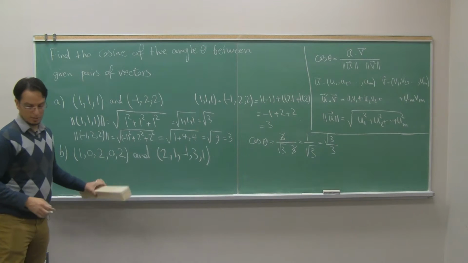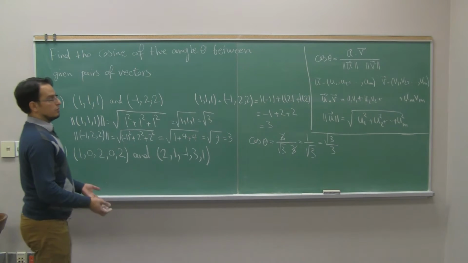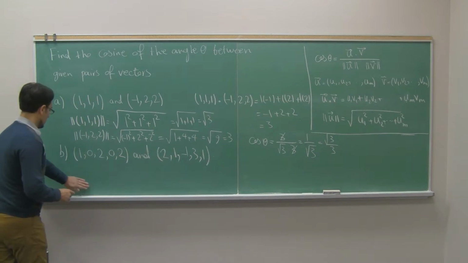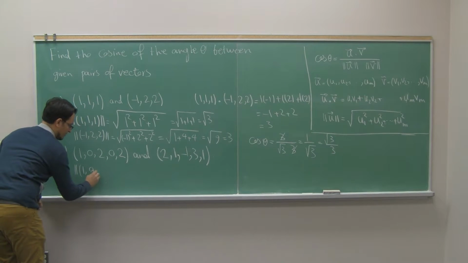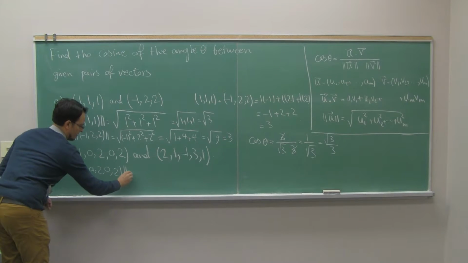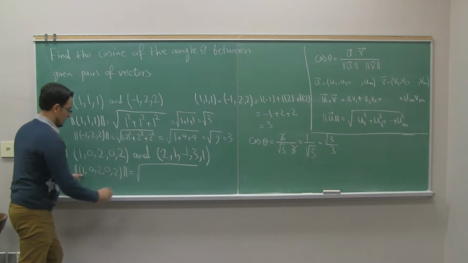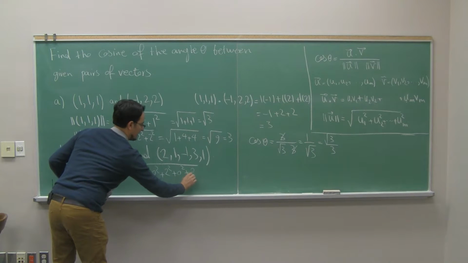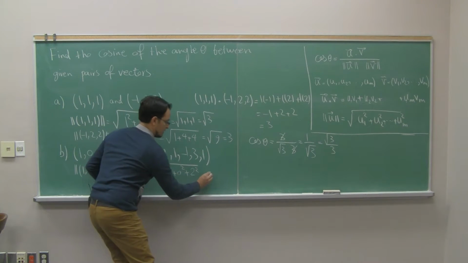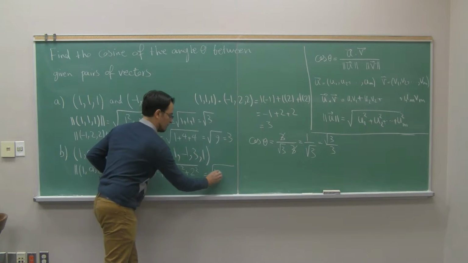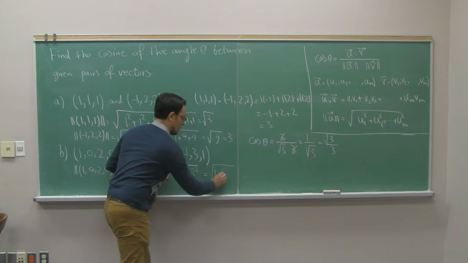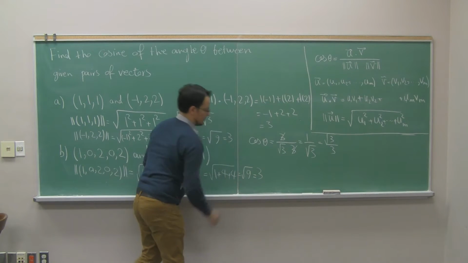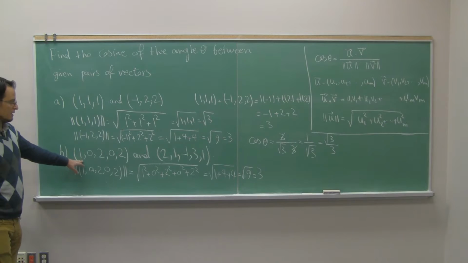Okay, let's do part B. I'm going to use the same formula. The same formula works for all Rm. And here I'll start again by the length of the first vector. It's square root of each component squared and add them. And I will get square root of 1 squared is 1 plus 0, I'm not writing. 2 squared is 4 plus 0, I'm not writing, another 4. This is square root of 9, which is 3. Okay, the length of this guy is 3.